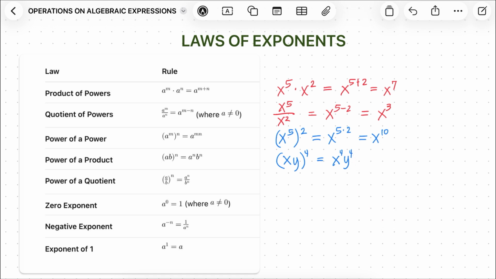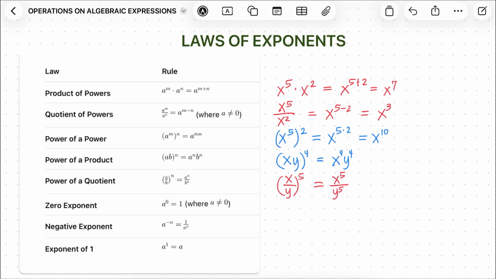Next, we have power of a quotient. This means dividing two variables which is raised to an exponent is the same as raising both to the exponent and then dividing. So we have, let's say, x over y raised to 5. That is the same as saying x raised to 5 over y raised to 5.